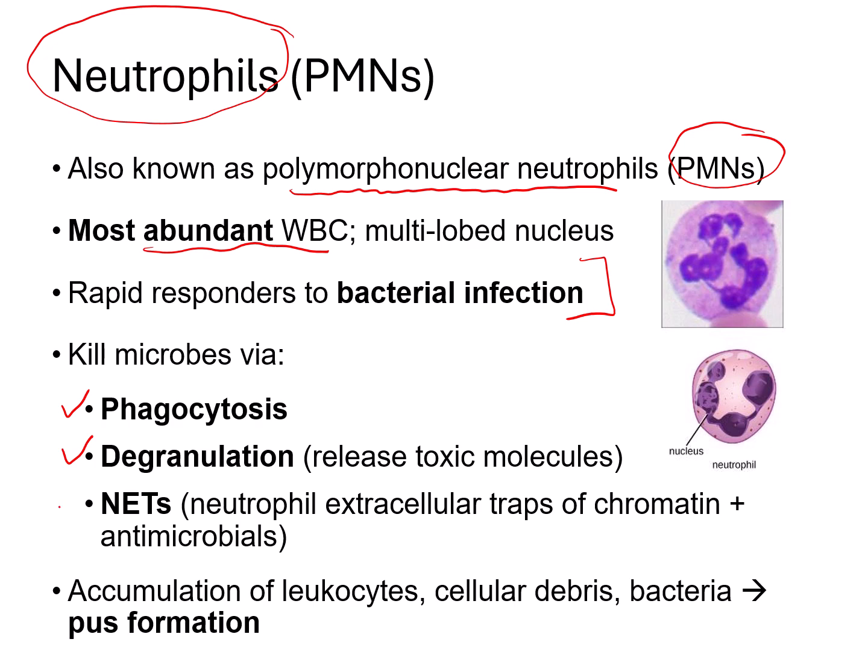Neutrophils can also form nets. NETs stands for neutrophil extracellular traps, and these are made of chromatin and antimicrobial chemicals that together trap and kill microbes. So neutrophils arrive to the infection site quickly, and their accumulation along with the cellular debris and bacteria is what forms pus during infections.